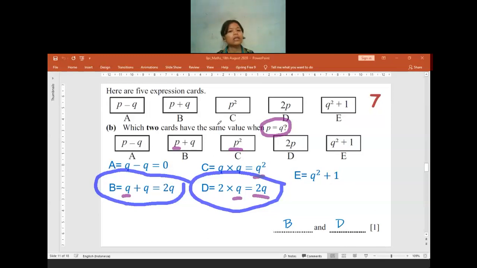Yeah, you still don't understand why P is equal to Q. So it means I can replace the P with Q or I can replace the Q with P. It will be up to you. Or if this is confusing, you can pick any random number as long as P and Q have the same number. So maybe I will just say that P is equal to 2, and then Q is equal to 2.